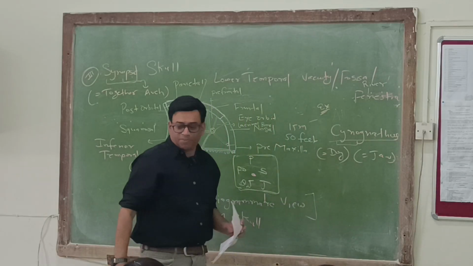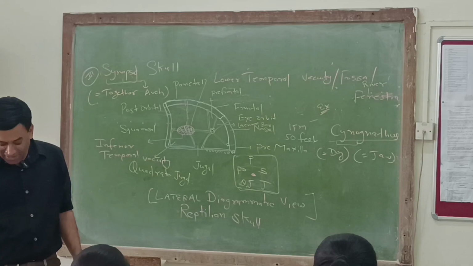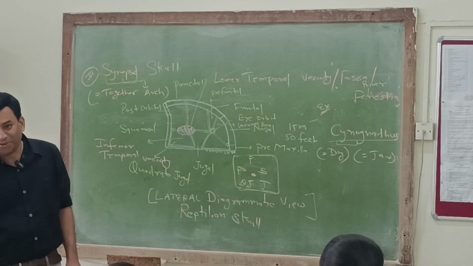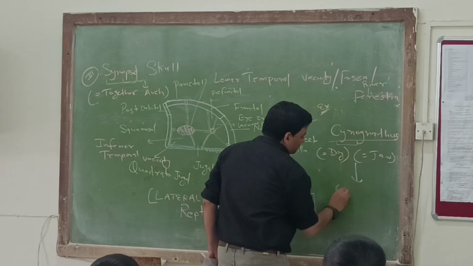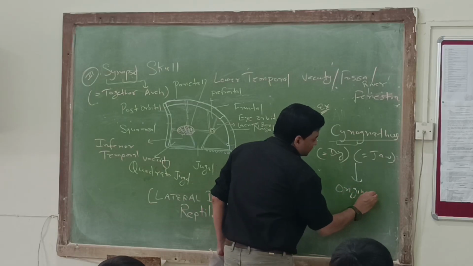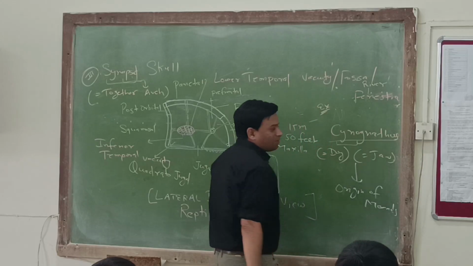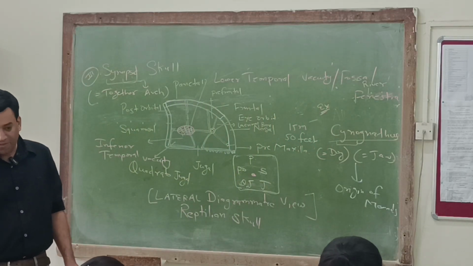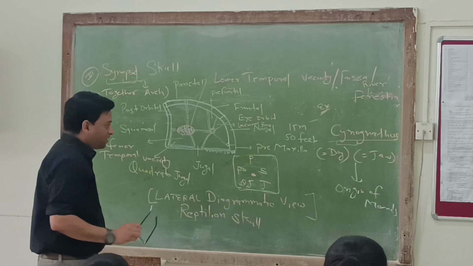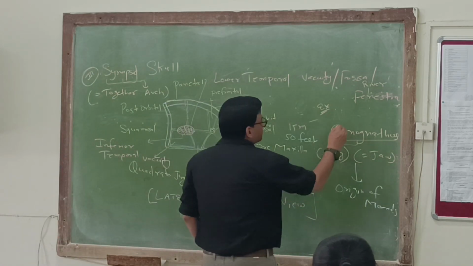And this is very, very important, because from this we will study the origin of mammalia, of mammals. So this is basically a mammalian stock. We have a fossil Cynognathus, but it got extinct. They are no more.